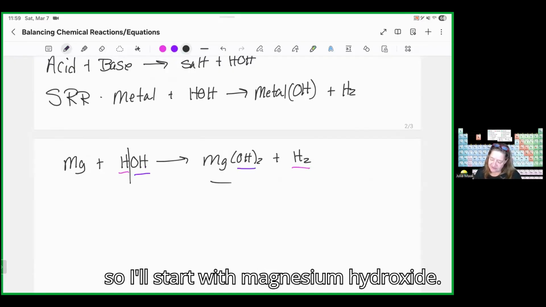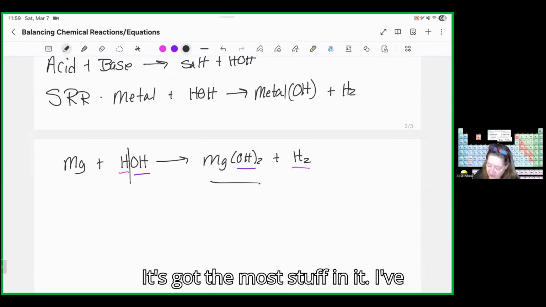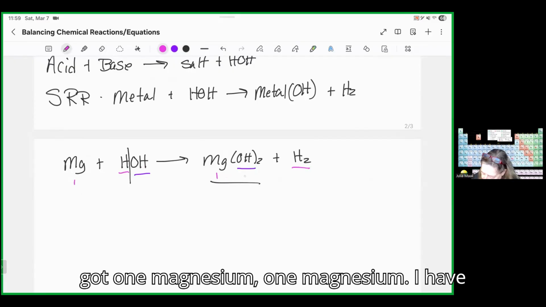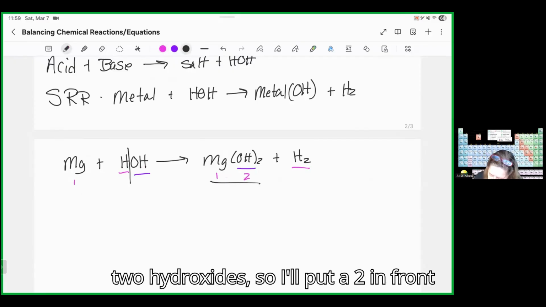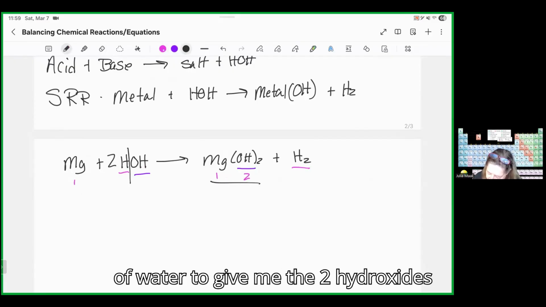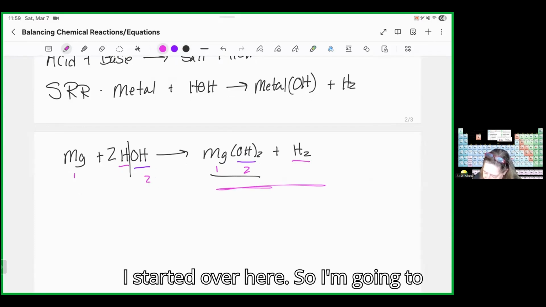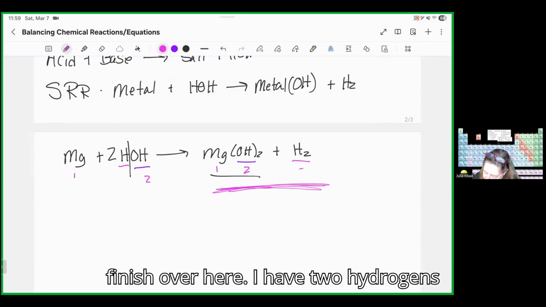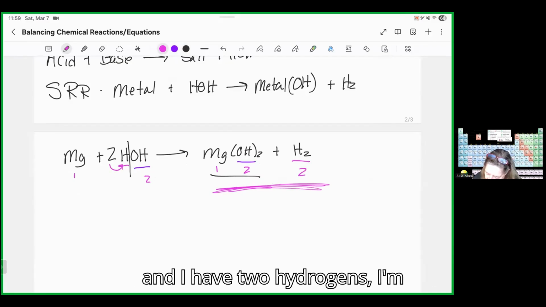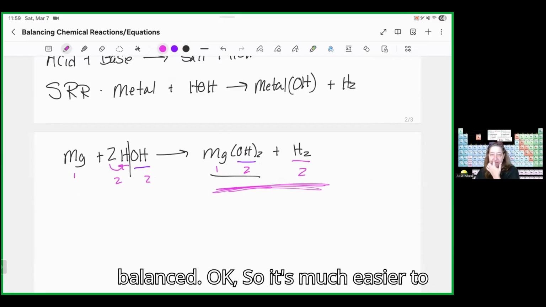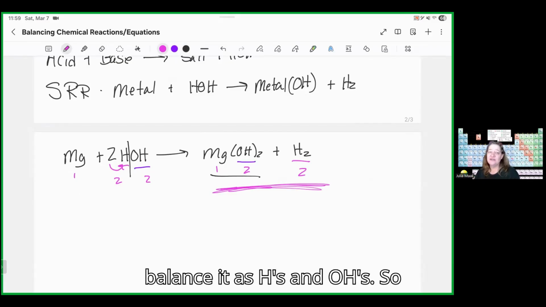Okay, so I'll start with magnesium hydroxide. It's got the most stuff in it. I've got 1 magnesium, 1 magnesium. I have 2 hydroxides, so I'll put a 2 in front of water to give me the 2 hydroxides. I started over here, so I'm going to finish over here. I have 2 hydrogens, and I have 2 hydrogens. I'm balanced. So it's much easier to balance it as H's and OH's.